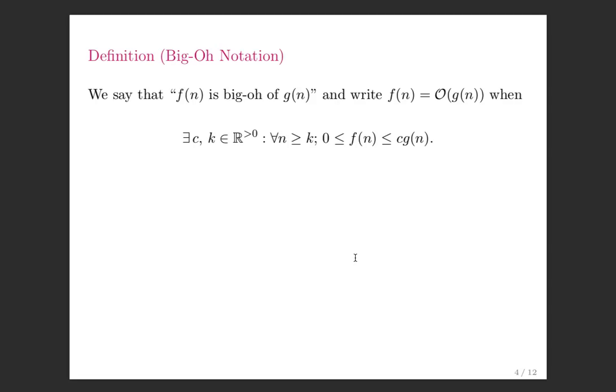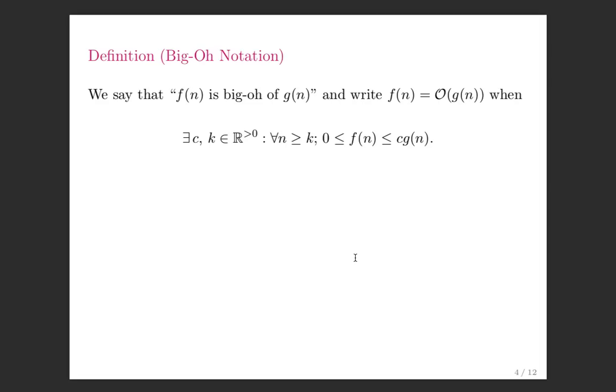Now, don't be scared. Remember, I showed you these symbols a while ago. They're just fancy symbols for things that we say in English, right? So we say that the function f of n is big O of g of n, and write f of n is equal to big O of g of n when? I have to take a sip of my coffee because it's a serious statement.